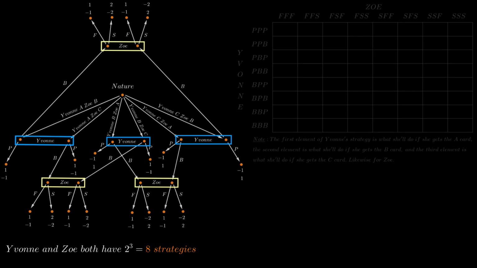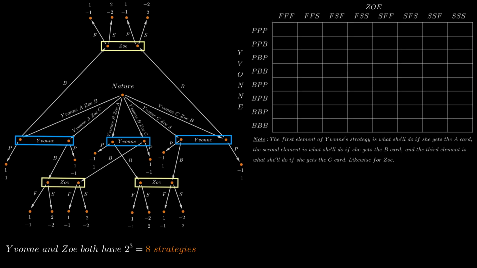So this is the strategic form of the game, and slowly we'll fill in the cells with the payoffs. So let's start with the first cell, where each player folds no matter what card they receive. So the payoff for Yvonne in the pass strategy is 1 times 1/6 plus 1 times 1/6 plus -1 times 1/6 plus 1 times 1/6 plus -1 times 1/6 plus -1 times 1/6, which equals 0.